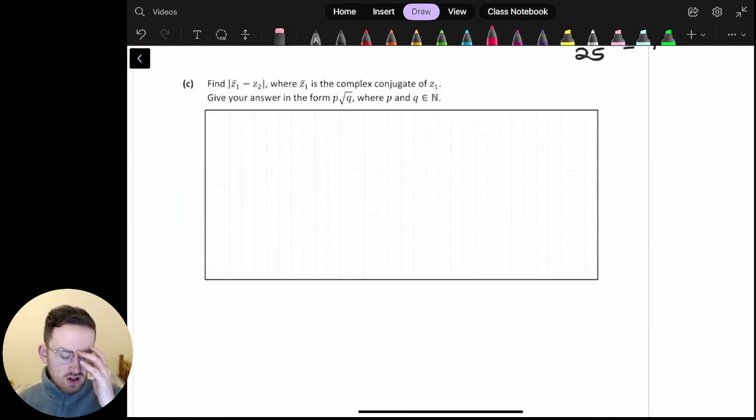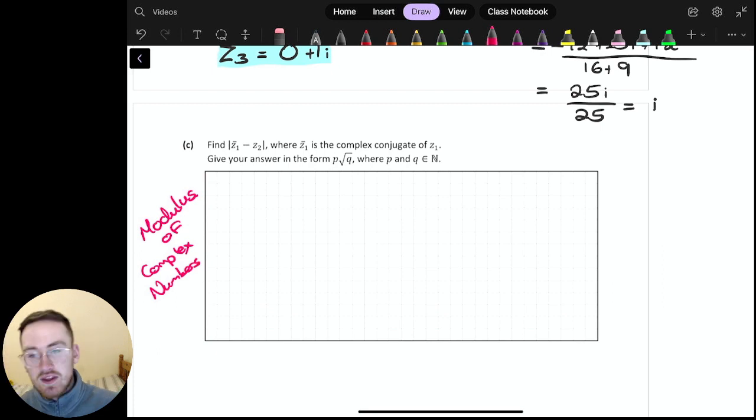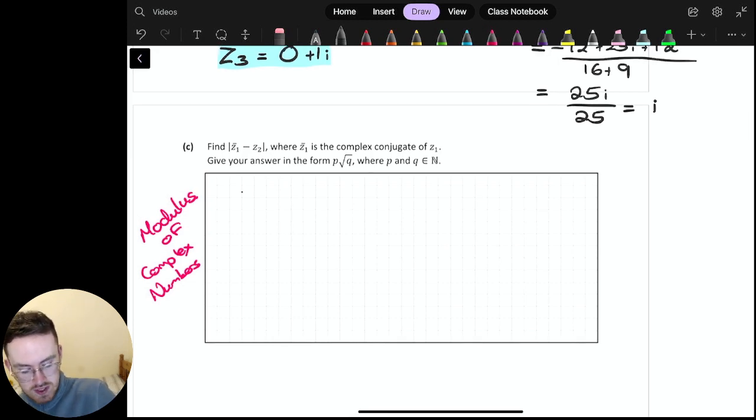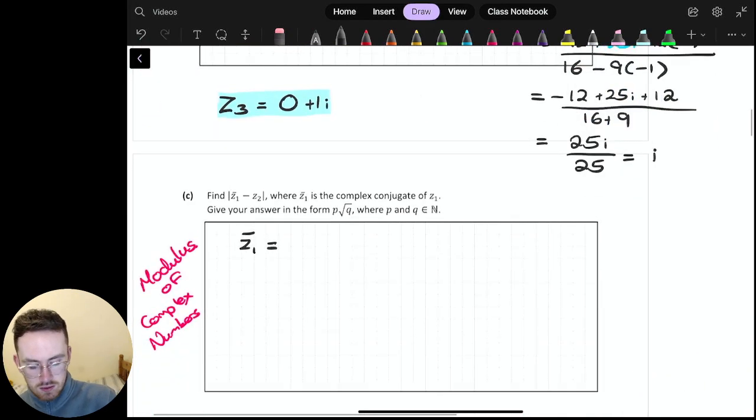Here now we're meeting another new term, and this is where you're going to have to look at what we call the modulus of a complex number. They've said here z1 is the complex conjugate of z1, so z1 bar. A complex conjugate, we know that z1 was minus 3 plus 4i. So for a complex conjugate, we change the sign of the i part, it becomes minus 3 minus 4i.